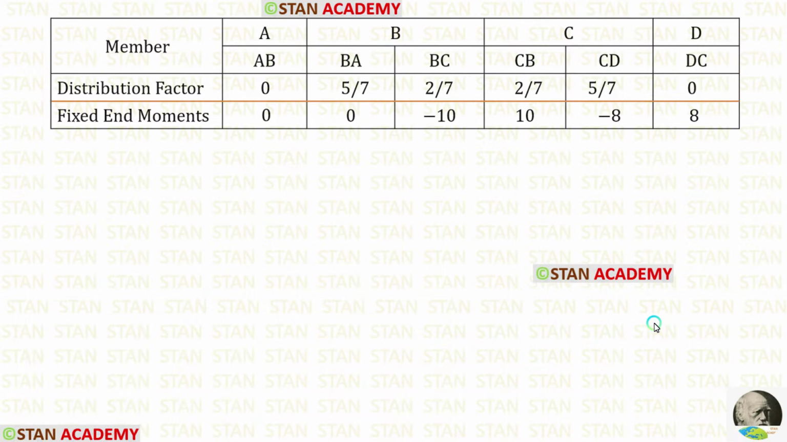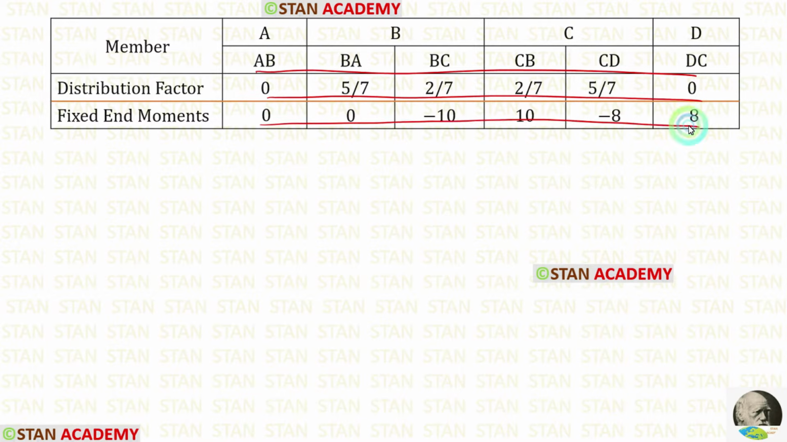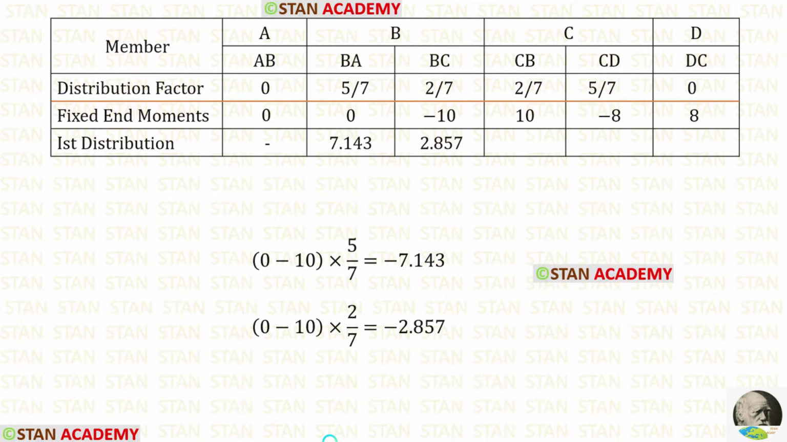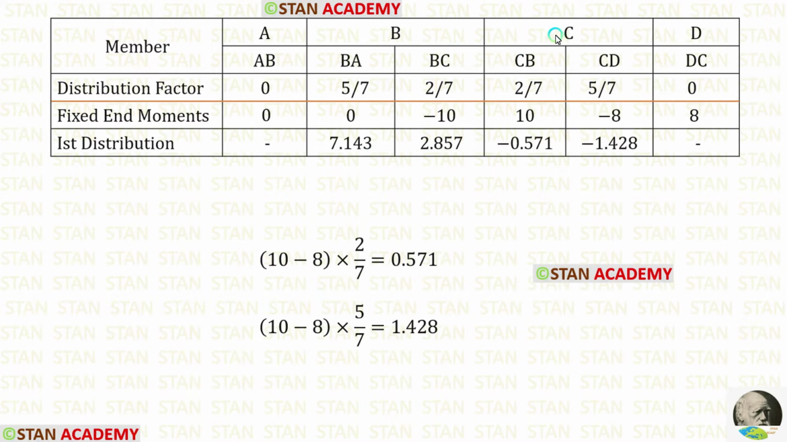Now let us start making the moment distribution table. In the table, first let us enter all of the members, then let us enter the distribution factors, then let us enter the fixed end moments. Now let us make the first distribution in the joint B. For that, we have to add these two fixed end moments and then multiply with the distribution factors. When we do that, we are getting negative values, so we have to apply inside the table as positive. Now let us make the first distribution in the joint C.